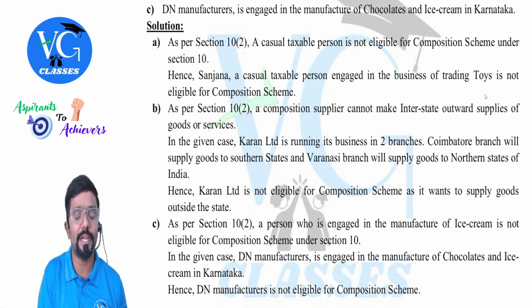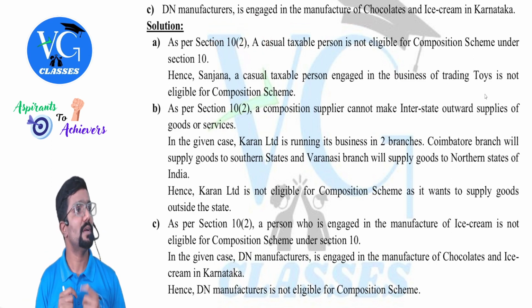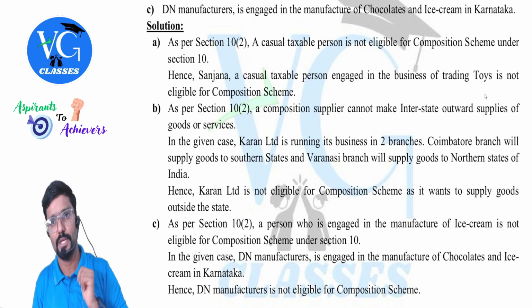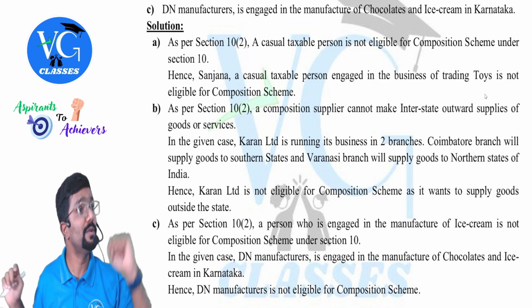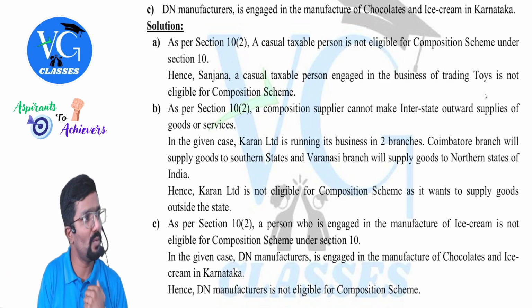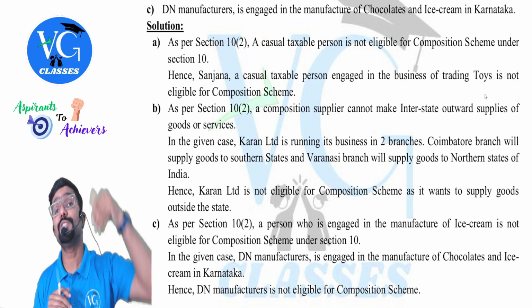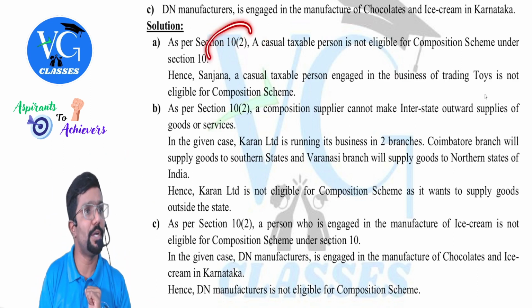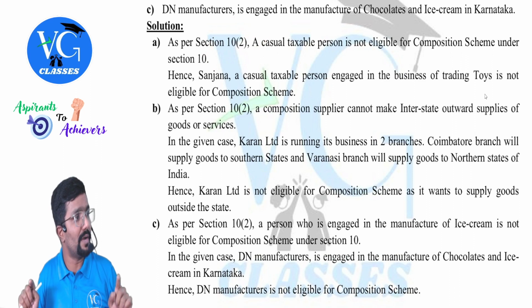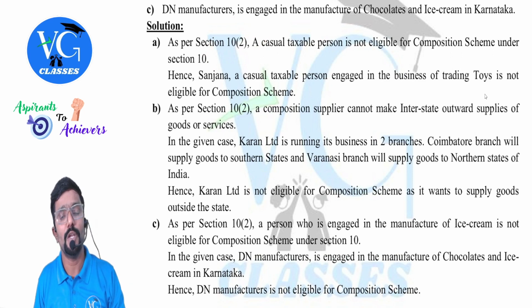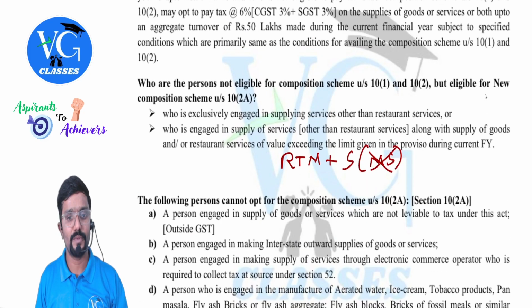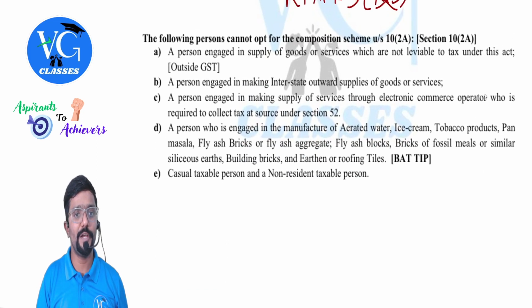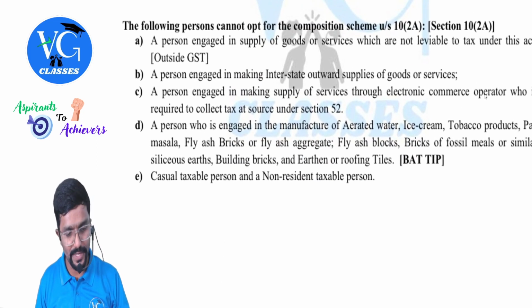Sir, why did you answer from 10.2 point of view? Why not 10.2a? Guys, she is doing trading of toys. If she was eligible, which scheme will she follow? 10.1 or 10.2a now? 10.1. So I have to tell it from 10.1 and 10.2 point of view. Who is not eligible for 10.1? Where is it given? 10.2. The last point, if you remember, was casual taxable person and non-resident taxable person. Correct? Yes, I will show it. This one, last point you can see. This is 10.2a. Just a minute.